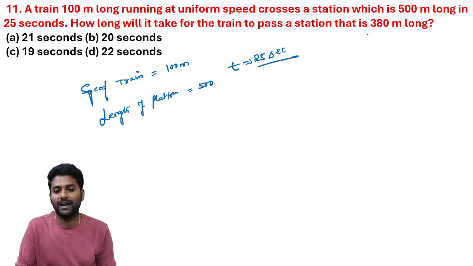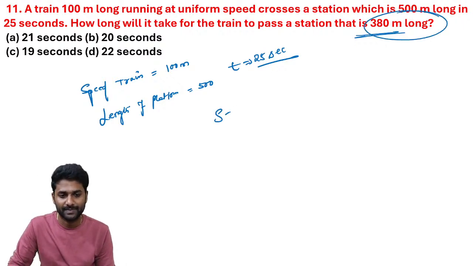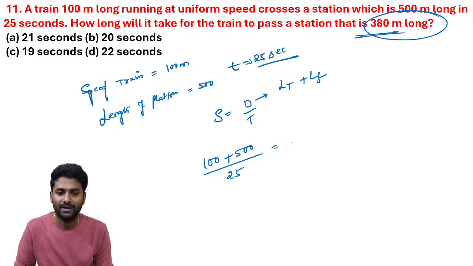If you take another platform, how long will it take the train to pass the station at 380 meters long? Now see, speed is all about distance by time. Here the distance is the length of the train plus the length of the platform. So the length of the train is 100, the length of the platform is 400. It takes only 25 seconds, and the speed is constant, right? Then the same train crossing 380 meters of platform takes how many seconds?